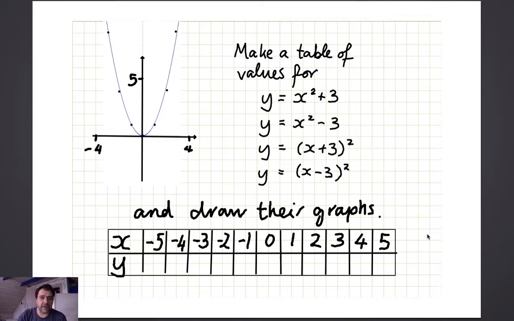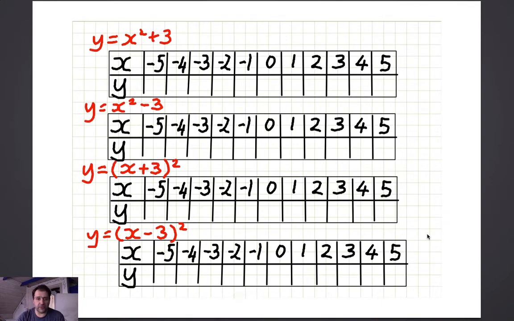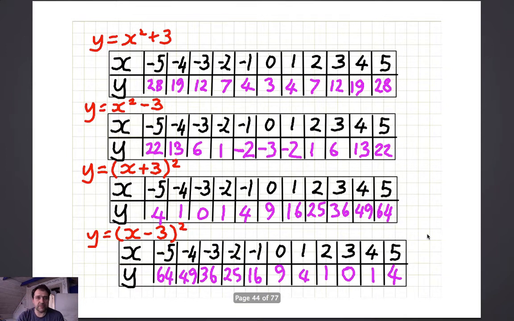So I hope you did that, and you should have done something like that, 4 tables of values. And those are the actual values you get when you work them out. So obviously I won't go through that now. I hope you've already tried to do it, and if you didn't get the numbers there, do ask me in person for help.